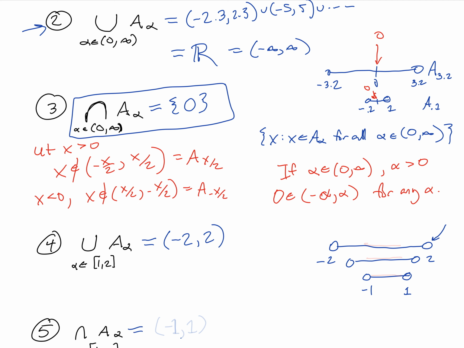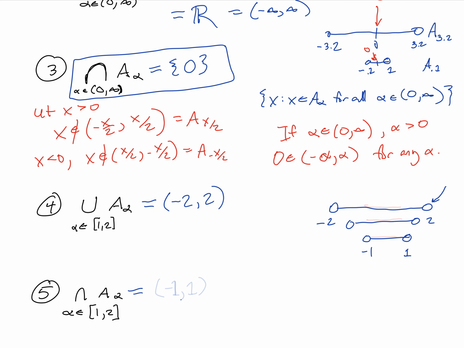How about the intersection of those sets? Now we're just interested in what is in common between all of those intervals. The open interval from negative 1 to positive 1 is a subset of each of those intervals. And so we do get negative 1 to positive 1 as the intersection of those sets, the only elements that are in every single one of those sets.